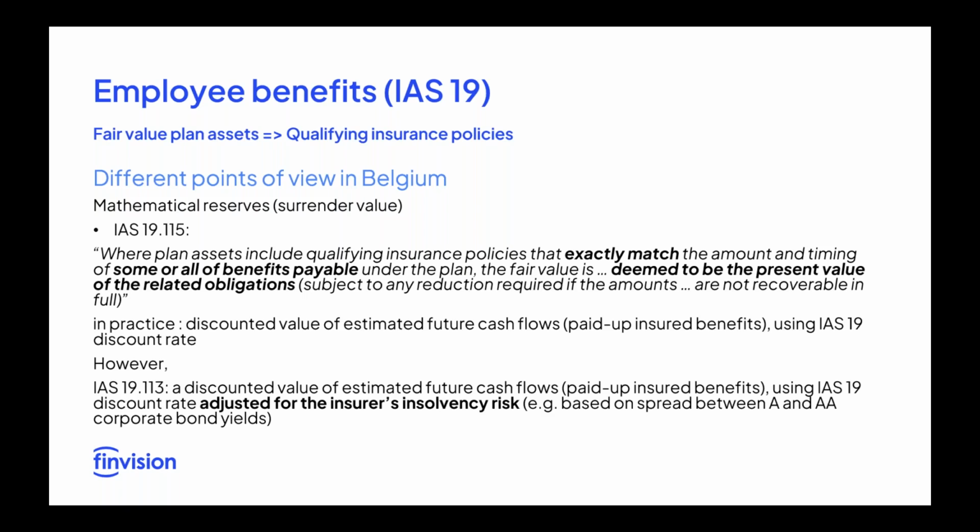IAS 19 paragraph 113 is a bit more strict, and says that you should adjust for the possible insurer's insolvency risk, resulting in a little bit lower fair value of your plan assets because you take into account the insolvency risk. There are different views between the actuaries and the auditors, so that's the practice currently in Belgium. My understanding is that mostly they will go for paragraph 113, but some also accept the higher fair value.